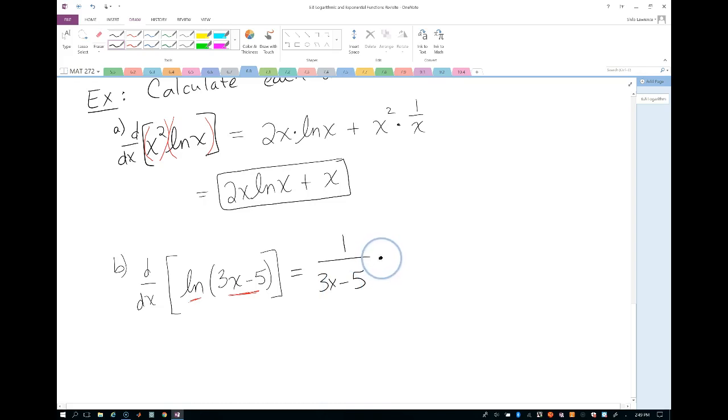Since this is a composite function, we also have to multiply by the derivative of what's inside, and that's a linear expression, and its derivative is 3. So this is 3 over 3x minus 5.